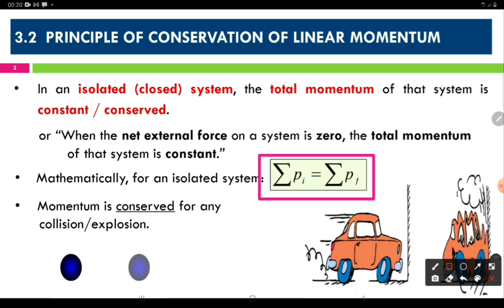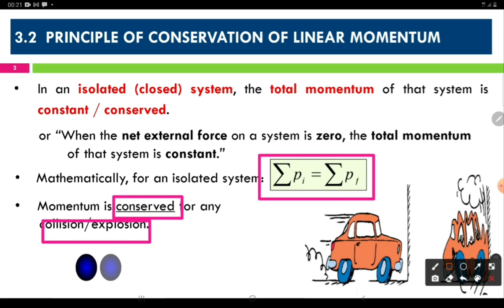P initial, Pi, stands for the momentum before collision. Pf stands for the momentum after collision. Momentum is conserved for any collision and explosion. Means we can use this formula for both collision and also explosion.